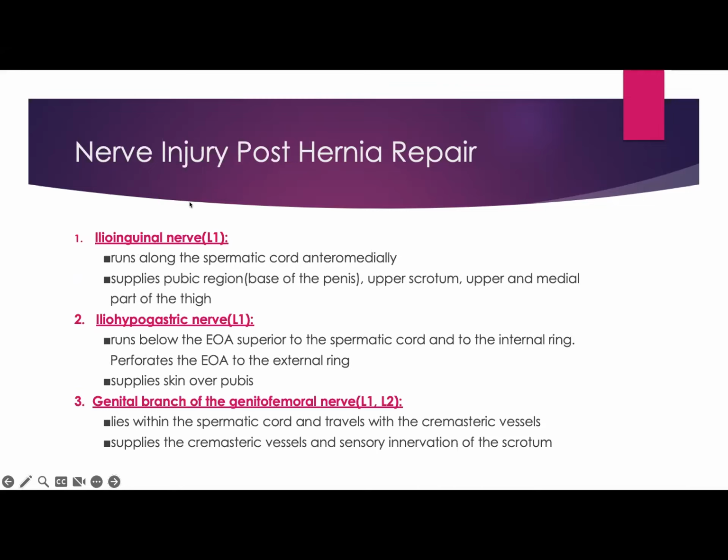So these are the nerves. We have the ilioinguinal, which supplies the pubic region, mainly the base of the penis and upper scrotum, and also the upper and medial part of the thigh. So these can be injured during surgery. We have the iliohypogastric, which supplies the skin over the pubis. We have the genitofemoral nerve, which is L1, L2, which supplies the cremasteric muscle and the innervation of the scrotum.